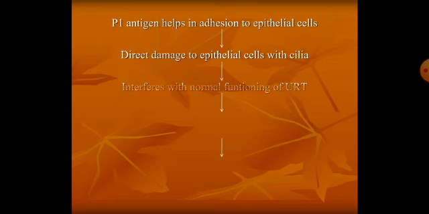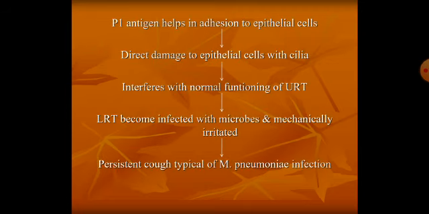Coming to the sequence of events, what takes place? Firstly, it is the P1 antigen which adheres tightly to the epithelial cells in the respiratory tract. They cause direct damage to the epithelial cells along with the cilia, and this interferes with the normal functioning of the upper respiratory tract. Now, the infection slowly trickles down from the upper respiratory tract into the lower respiratory tract, and there is mechanical irritation, which ultimately leads to the persistent cough which is very typical of Mycoplasma pneumoniae infections.